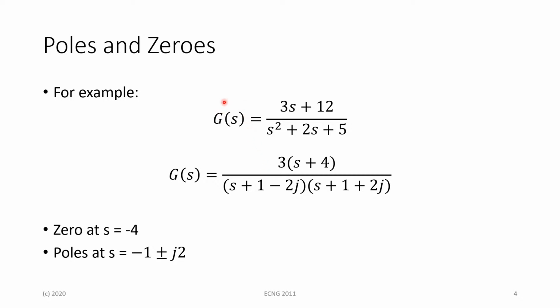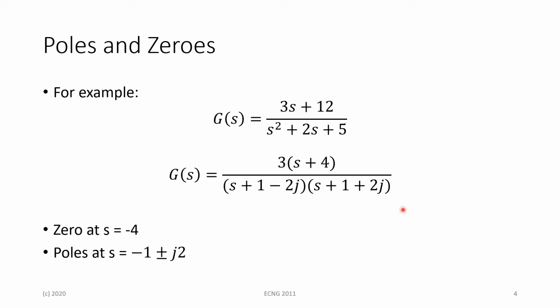So for a general example, if we have G(s) equal to 3s plus 12, all divided by s squared plus 2s plus 5, we can factorize the numerator such that we get 3 times (s plus 4). So in this case, the 3 would be our system gain. And then we can factorize the denominator, because this is a quadratic equation, and we can use the quadratic formula in order to obtain the roots. As such, we can obtain the product that forms this equation. So in this case, our denominator will factor to (s plus 1 minus 2j) and (s plus 1 plus 2j).